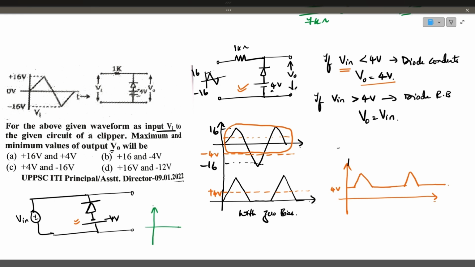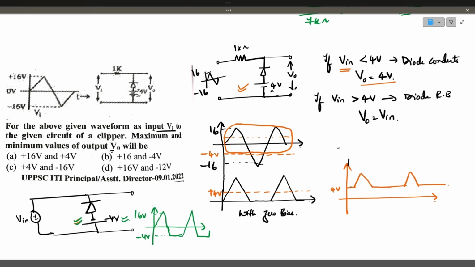Output will be like this. Generally, only positive half cycles will be there, but you have taken the negative bias voltage. So part of the negative half cycle also will come, up to minus 4 volt. Negative half cycle also will come. Okay, this is minus 4 volt and this is plus 16 volt. This is if you have taken the negative bias voltage.